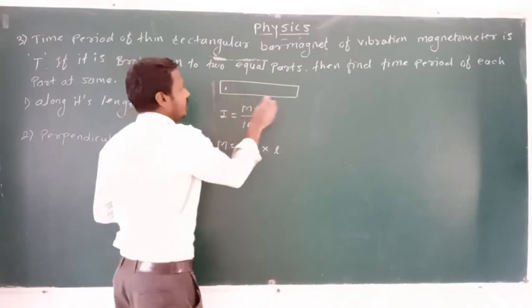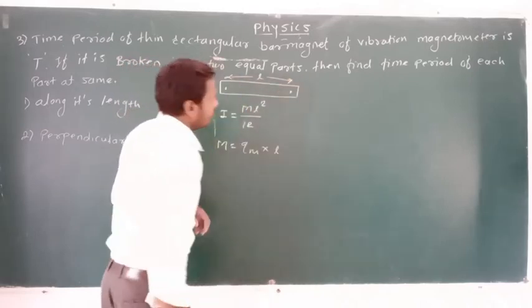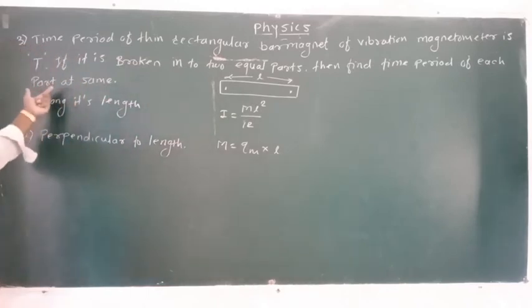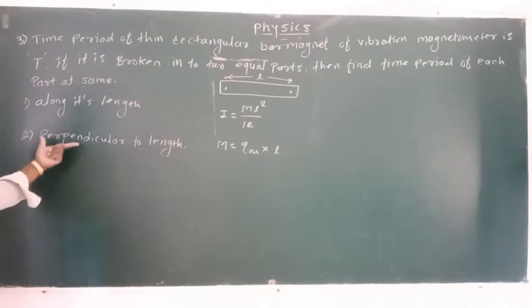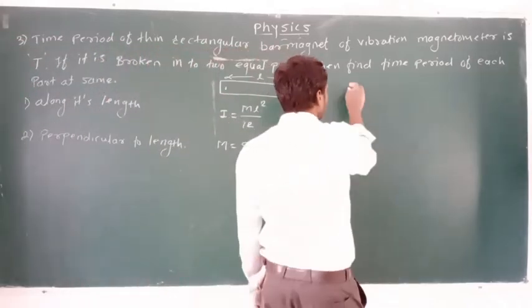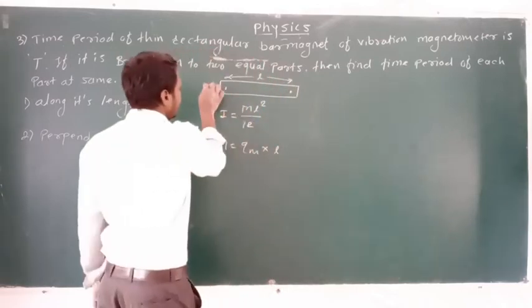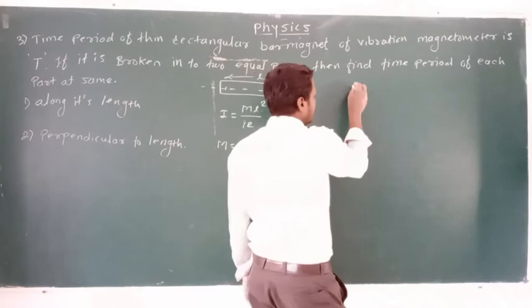Now, the length between the two poles is L. In the first case, the bar magnet is broken along its length, and the second case is perpendicular to its length. Along its length means the bar magnet is broken at that condition, so that there are two parts.